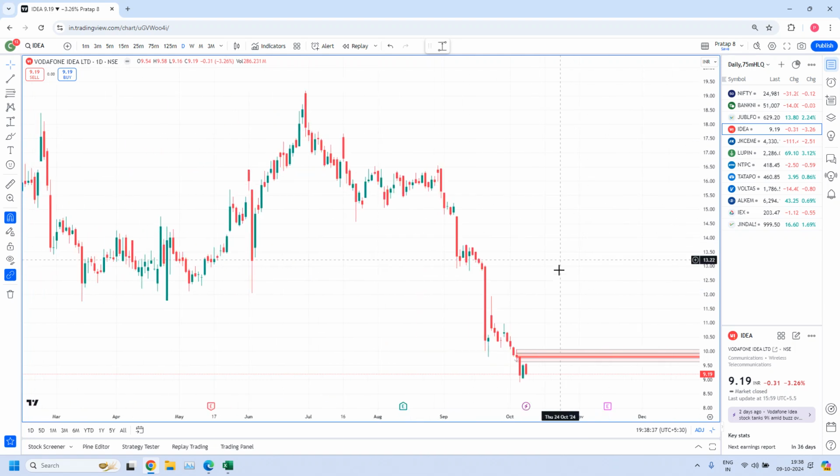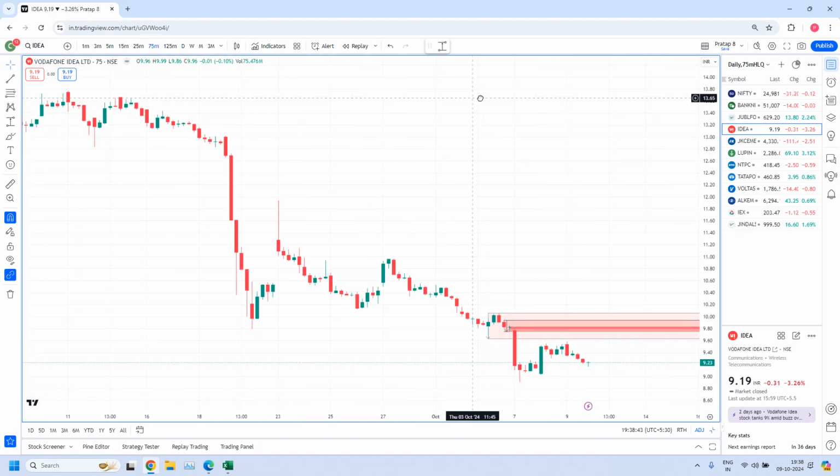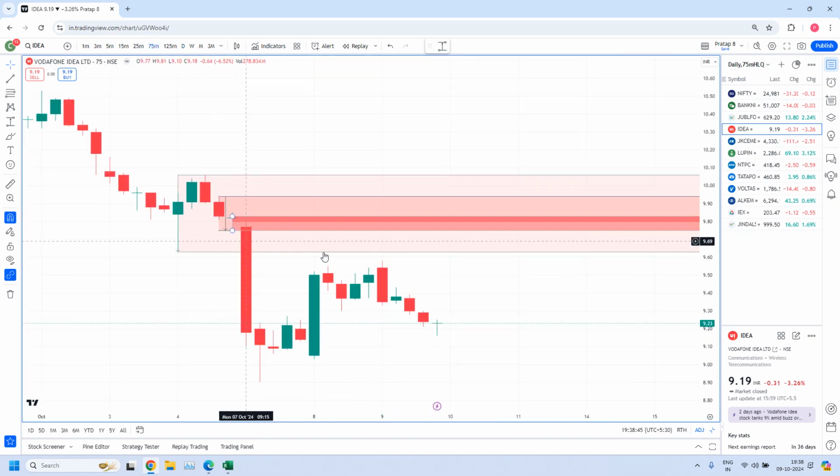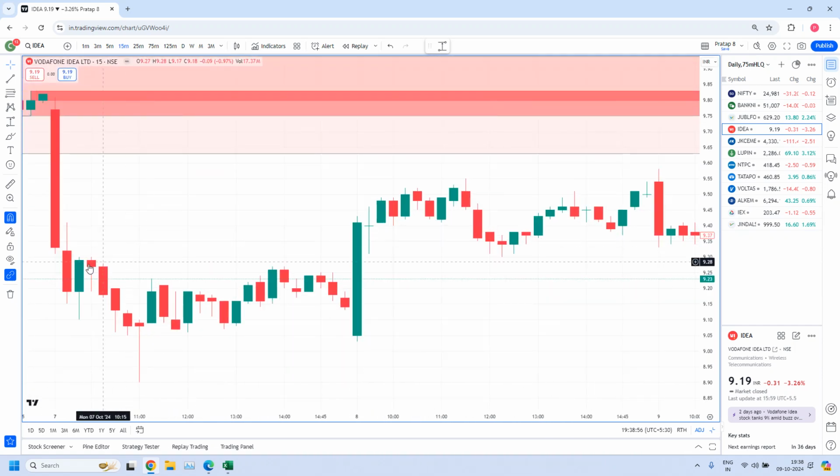A daily supply zone. Drop, base, drop. This is fine tuned with the 75 minutes time frame. Drop, 2 base candles and drop. This is the 75 minutes area. Again, within the 75 minutes area, fine tuned with the 15 minutes zone.